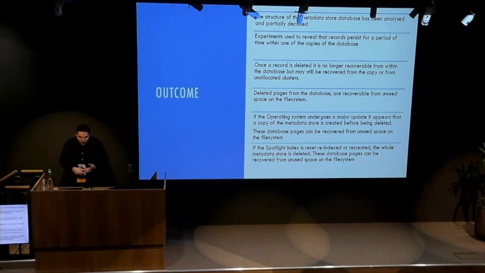If the operating system undergoes a major update, it appears that a copy of the metadata store is created before subsequently being deleted. Database pages can be recovered from the unused space on the file system, and if the Spotlight index is reset, re-indexed, or recreated, the whole metadata store is deleted, and you can still get those database pages from the unused space on that file system.